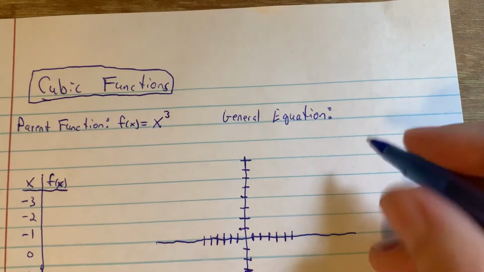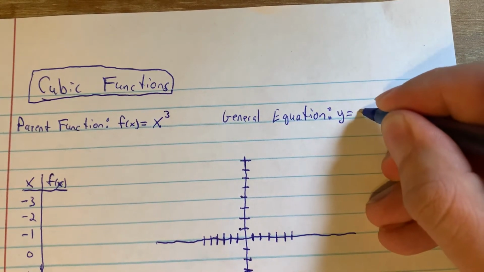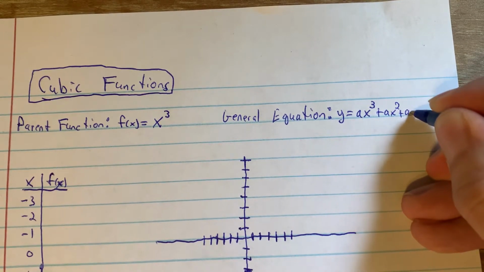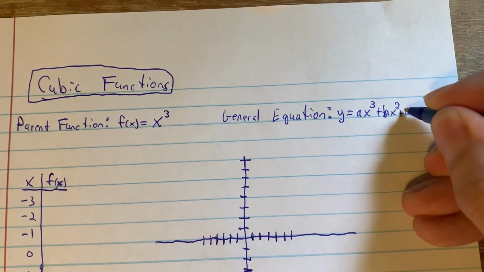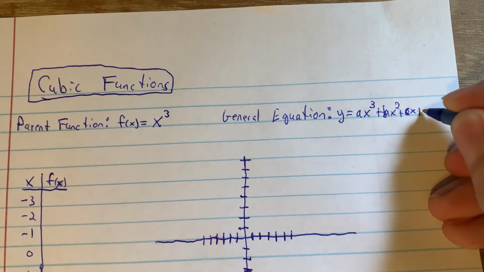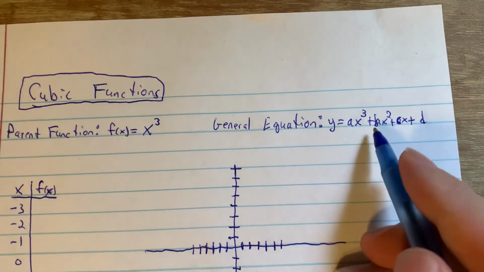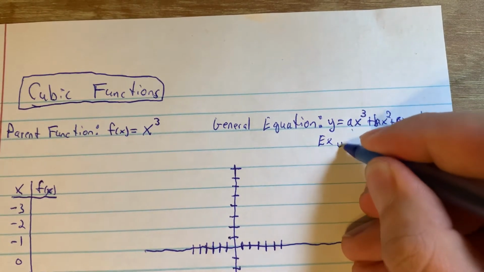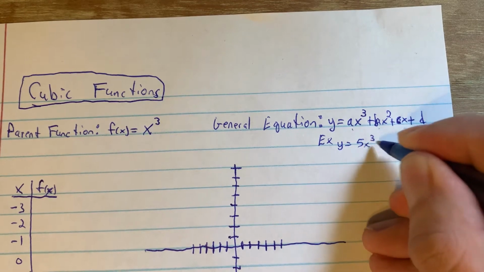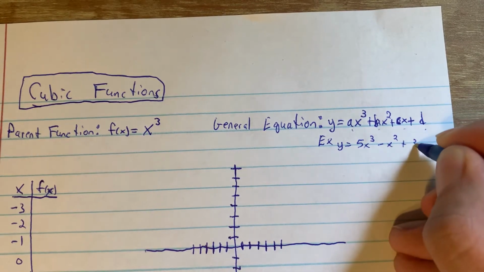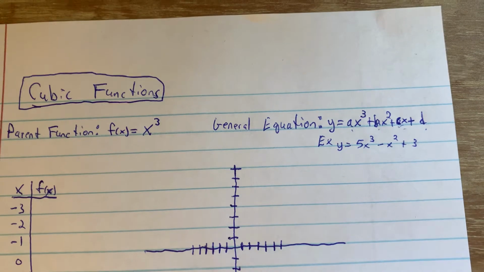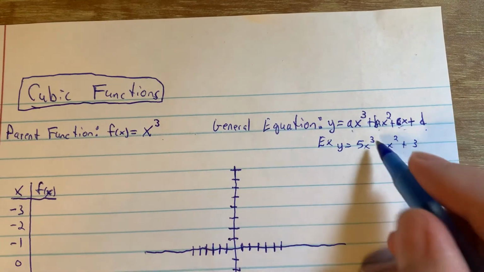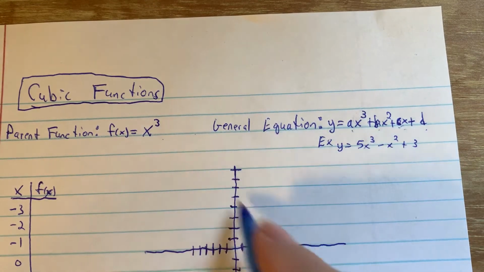And the general equation is y equals anything times x cubed plus anything times x squared plus anything times x. Oops, this should be ax cubed plus bx squared plus cx plus d. Basically, the idea is it can have a whole bunch of different things. So an example would be y equals 5x cubed minus x squared plus 3. Notice here c is 0. There's no x term. And in the parent function, b, c, and d are all 0. There's just an x cubed, no x squareds.